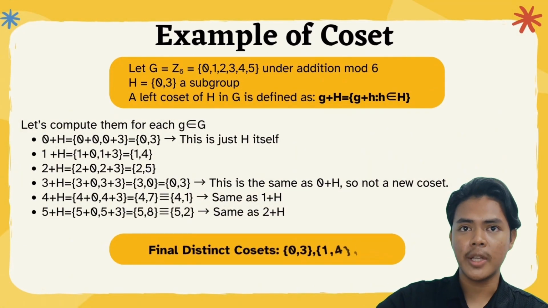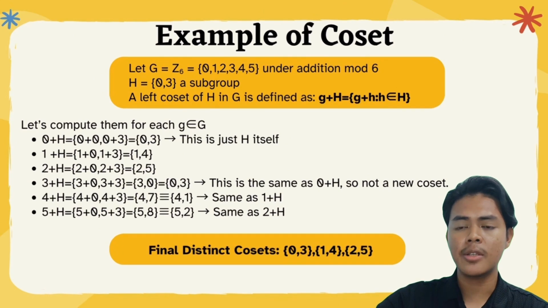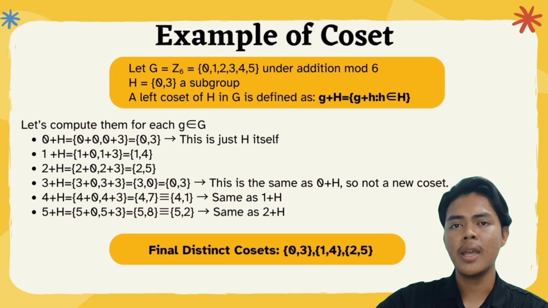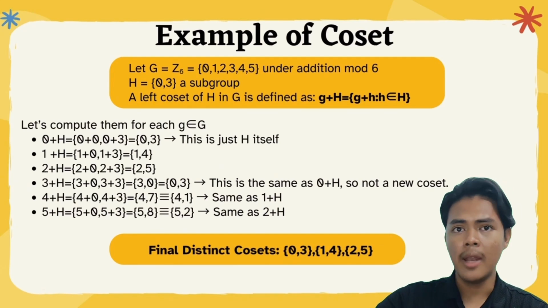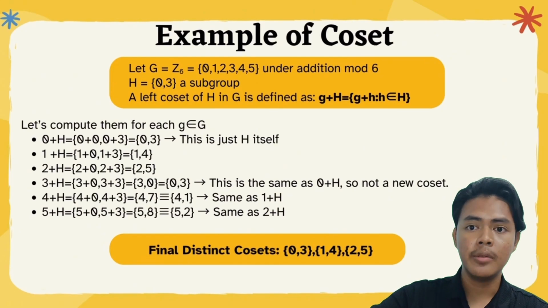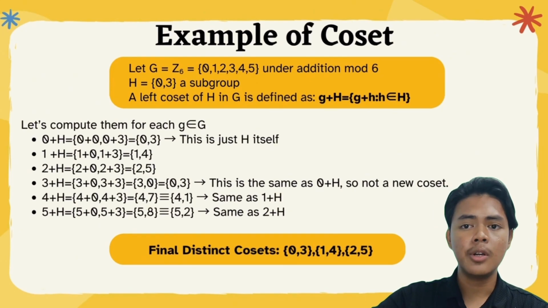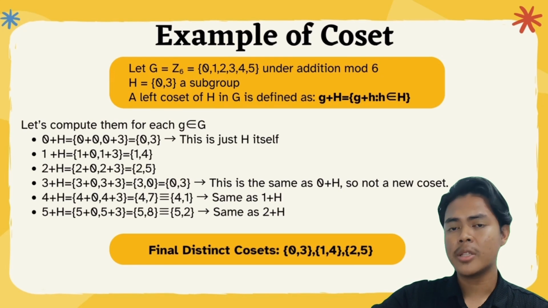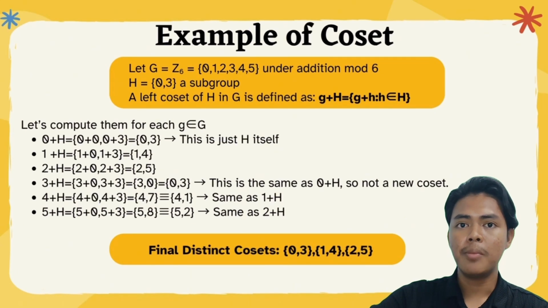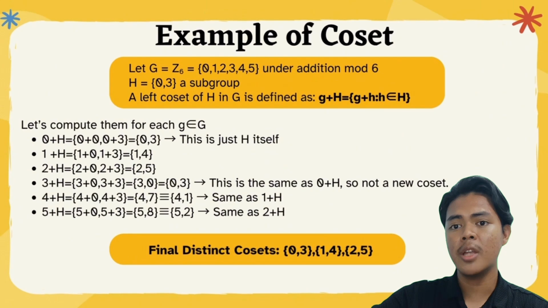Let's take a look at an example of cosets. Let G equal Z modulo 6 under addition, and let H, the set of 0 and 3, be the subgroup. Then let's compute the left cosets for each g in G. First, 0 plus H, we get the set of 0 and 3, which is H itself. Second, 1 plus H gives the set of 1 and 4, another coset. Then 2 plus H gives the set of 2 and 5, another coset. Then 3 plus H gives the set of 3 and 0, which is the same as the first one, 0 and 3.